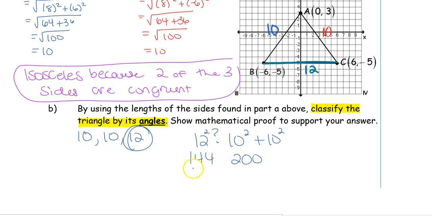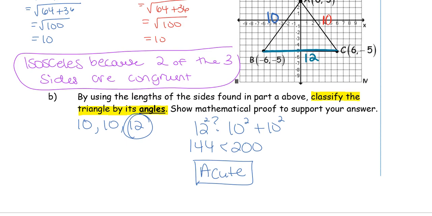Because the largest side squared is less than the sum of the legs squared, this is going to be an acute triangle. And again, remember, don't forget, this is a big question on your test worth lots and lots of points.